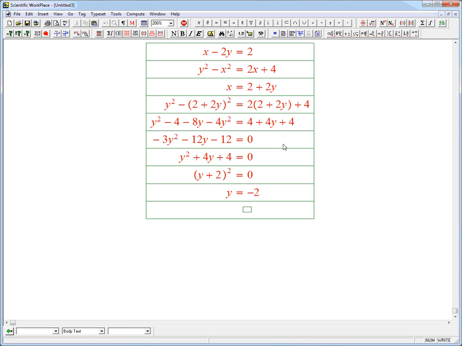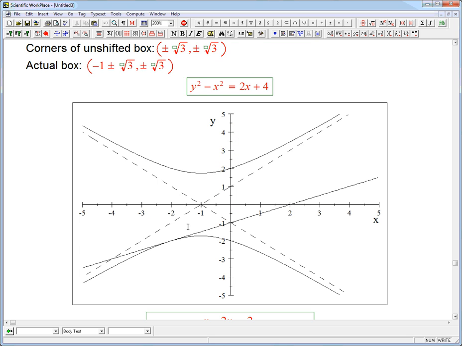And then, of course, we need to get x, and that's just 2 plus 2y. So 2 minus 4 is also minus 2. And that corresponds to what we're seeing here. Looks like right at minus 2 comma minus 2, we get a point of tangency.